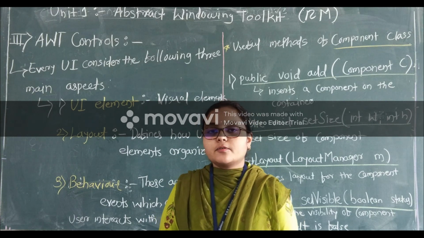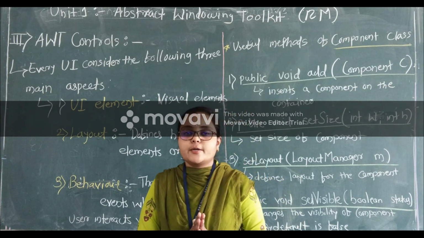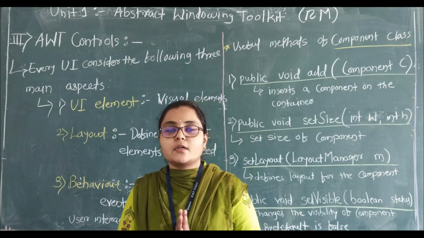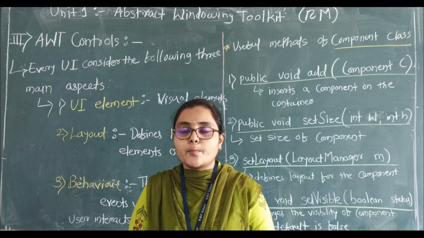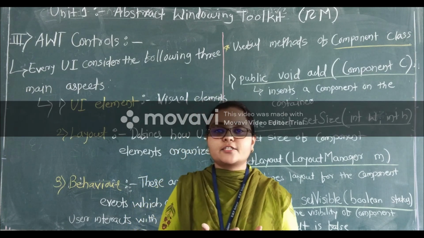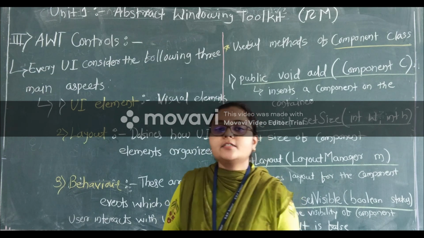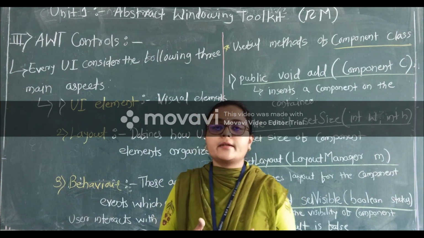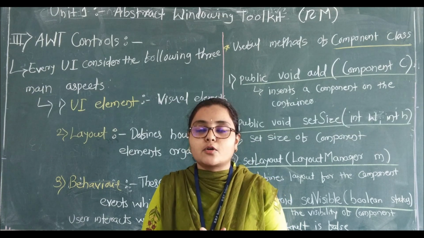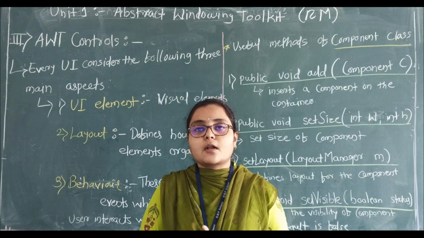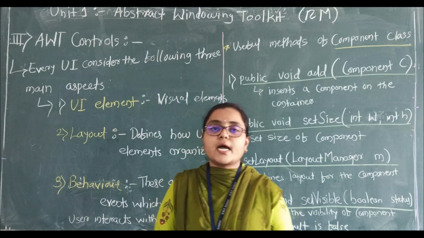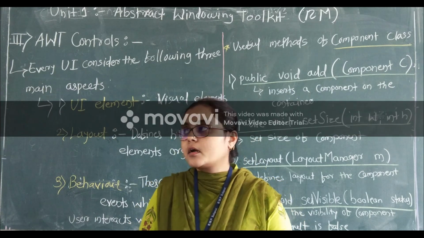In the previous lecture, we discussed the introduction of AWT and the hierarchy of AWT. In the hierarchy of AWT, we see the visual components, meaning button, label, text box, text field, text area, and so on. There are so many AWT visual elements, which are called AWT controls. So in this lecture we are discussing AWT controls.